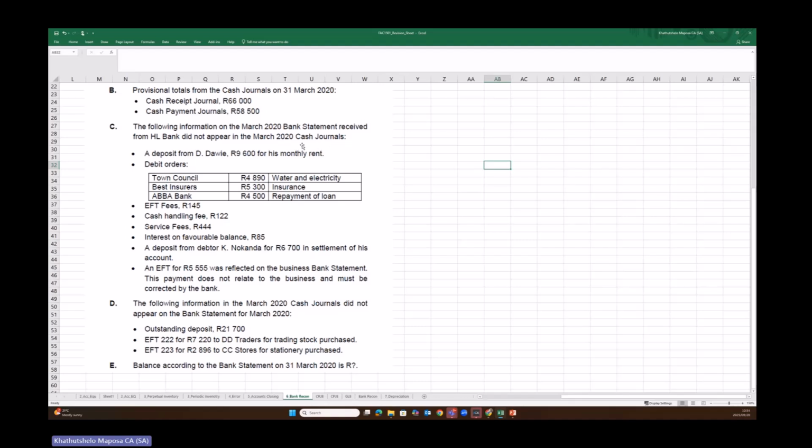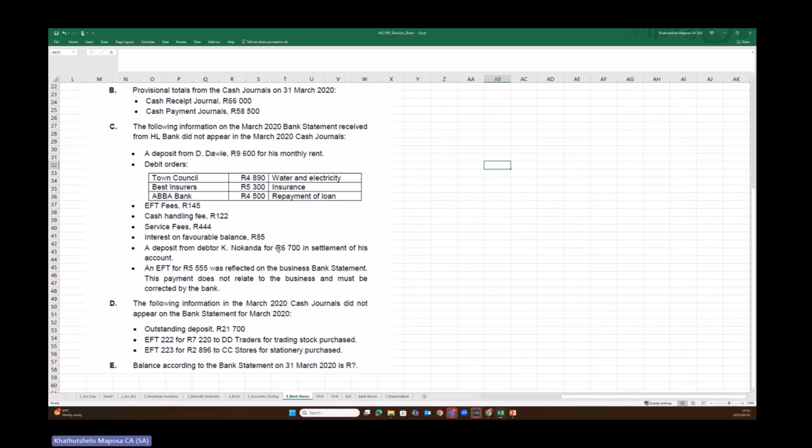So meaning the bank has already recorded 85 rands interest on the bank statement. However, we have not yet recorded the 85 rands on the cash receipts journal. And I know where your question is going. Before I go directly to your question, let me say this. Remember, the first question which you need to ask yourself is, who has to correct the error? Who has to correct the error?